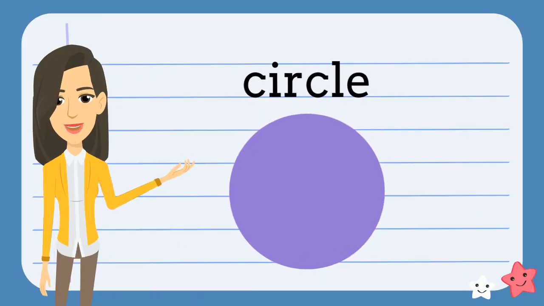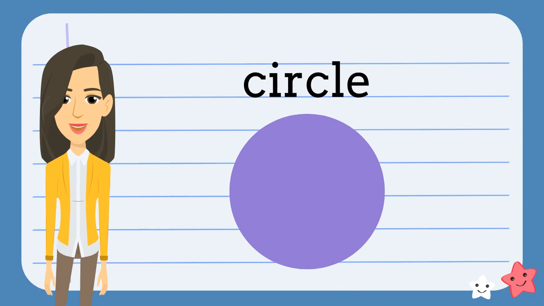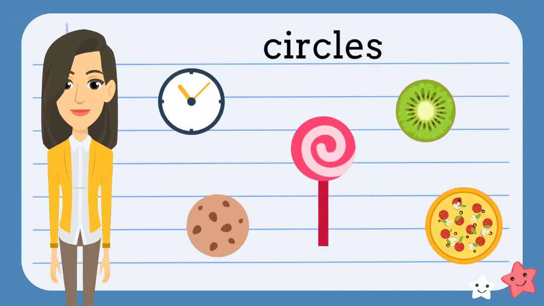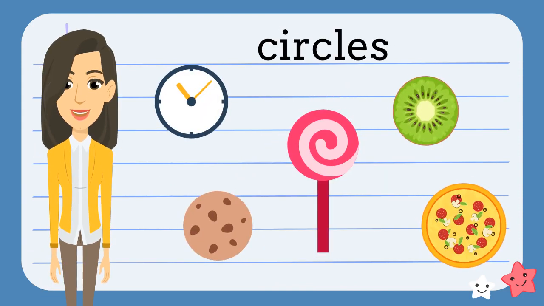A circle is a plane, closed shape that has no vertices or sides. There are many objects that are shaped like a circle. A clock, a cookie, a lollipop, a kiwi, and a pizza are all circles.